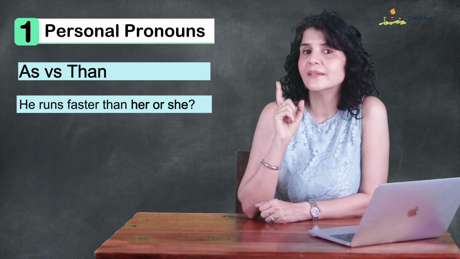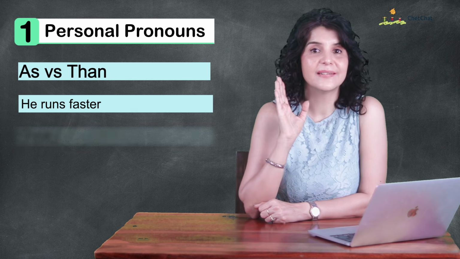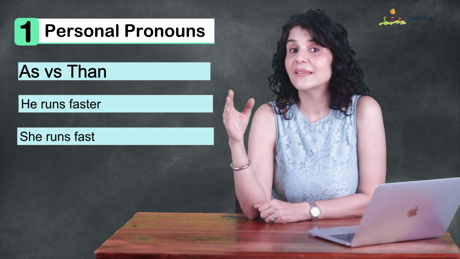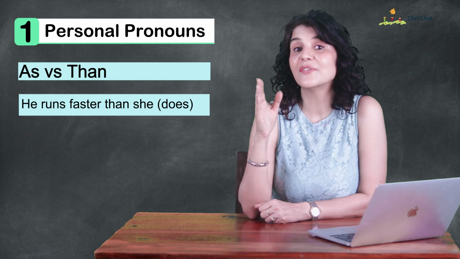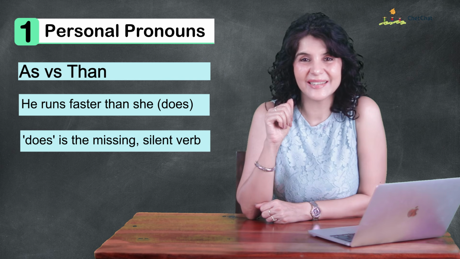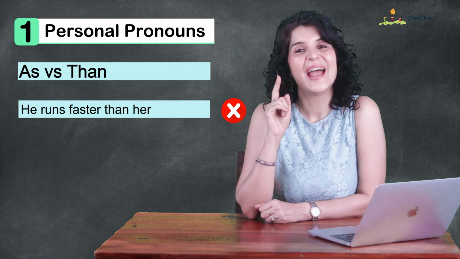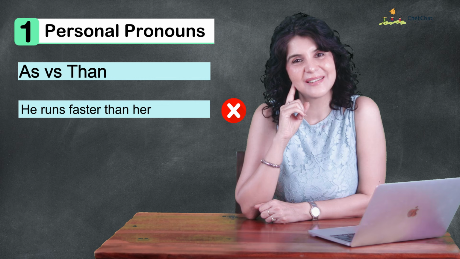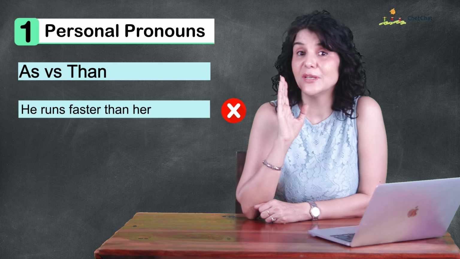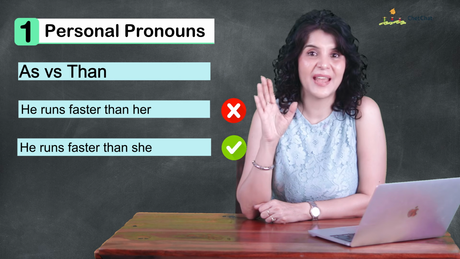He runs faster than her or she? Find the missing verb. He runs faster and she runs fast are being compared. Let's complete the sentence. He runs faster than she does. Does is the missing silent verb. He runs faster than her is wrong. And I know many of you are using this in your spoken English, but the correct pronoun would be she. He runs faster than she.